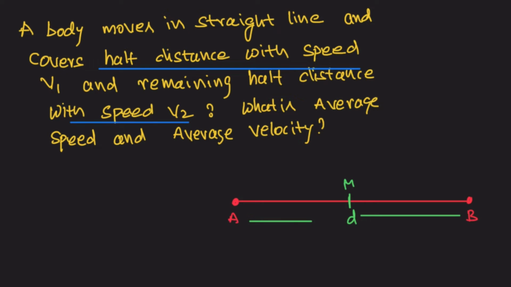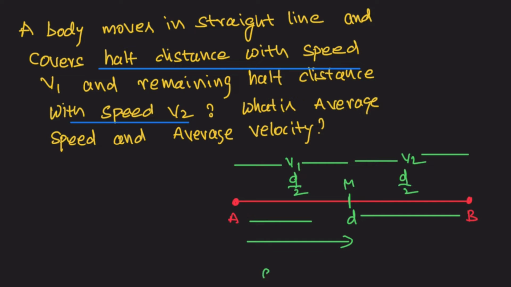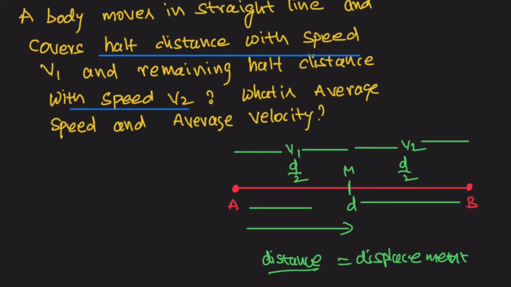So half of the distance becomes d by 2, and the remaining half distance is d by 2. Here the first half distance is covered with speed v1, and the next half distance with speed v2. The body moves in a straight line with no change in direction, that means it does not return back. In such a case distance is equivalent to displacement. So when distance is equivalent to displacement, average speed is equivalent to average velocity.